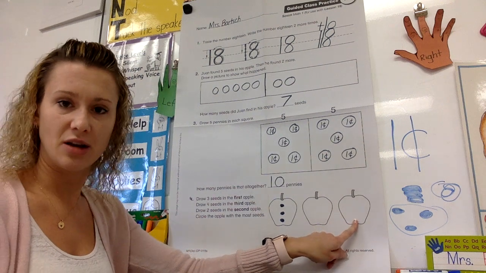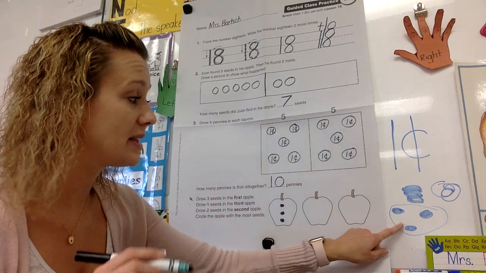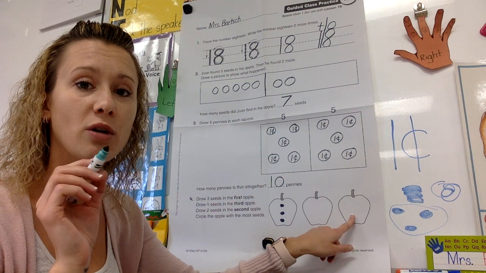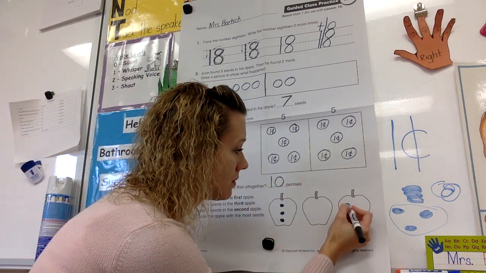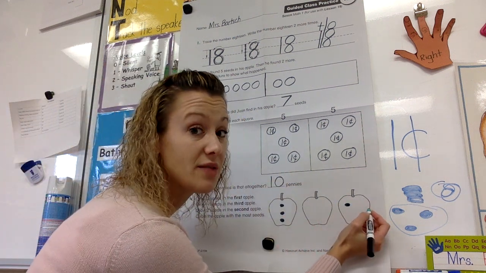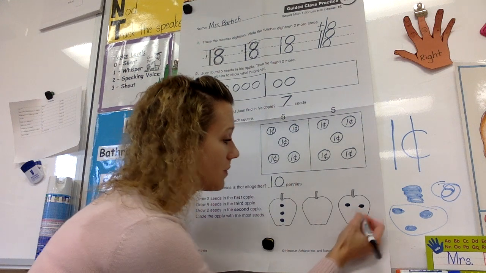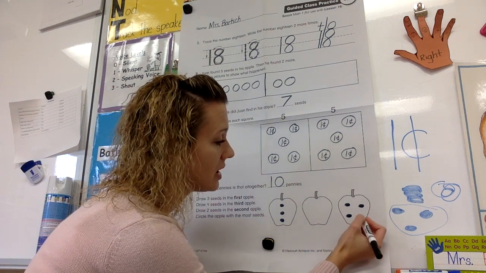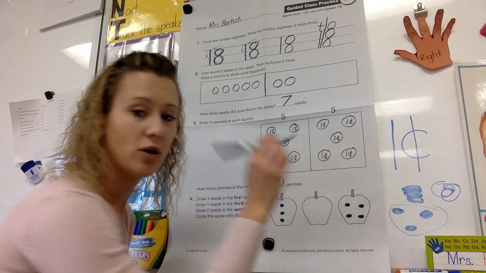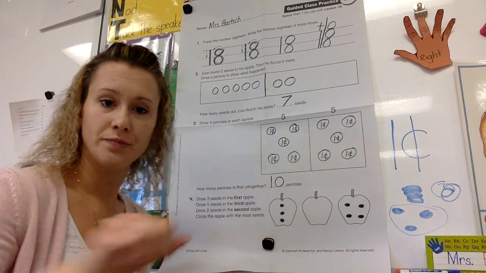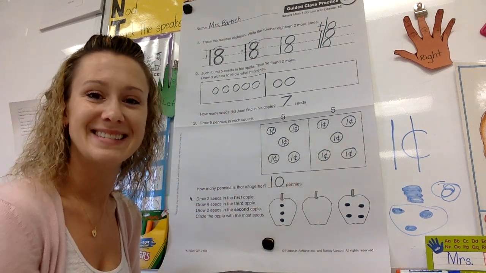Draw 4 seeds in this apple. So take your pencil. 4. Leave spaces between them, okay? 4 seeds. Go. 1. Whisper count if you need to. 2, 4. Park your pencil. Almost done.